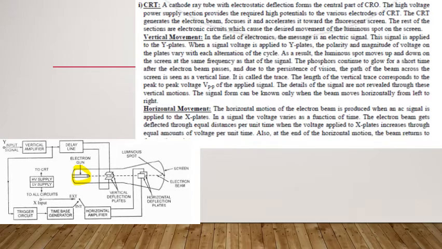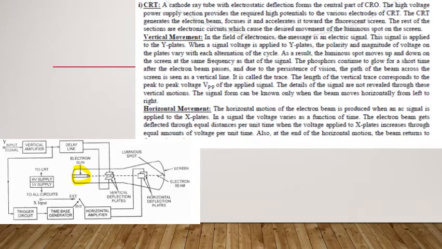The horizontal motion of the electron is produced when an AC signal is applied to the X plates. In a signal, the voltage varies as a function of time. The electron beam gets deflected through equal distance per unit time when voltage is applied to the X plates and increases, with equal increments of voltage with respect to time. At the end of the horizontal motion, the beam returns to the original position.